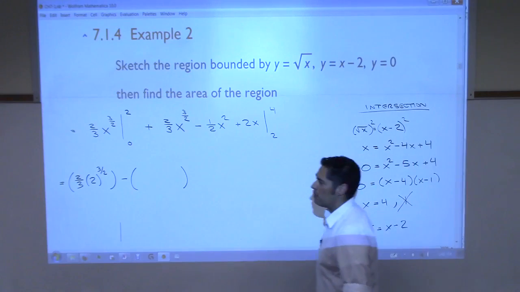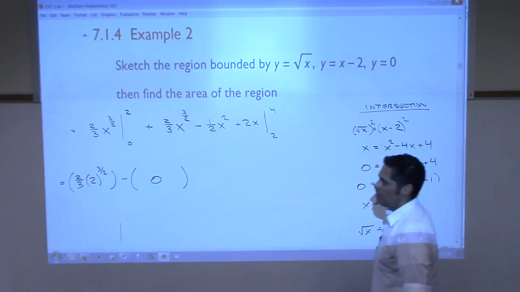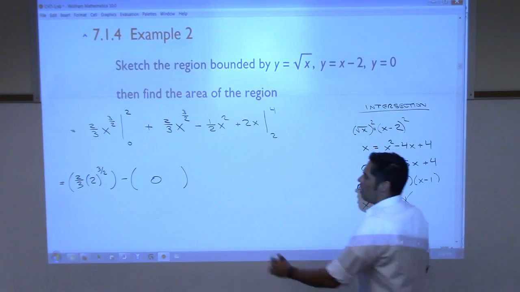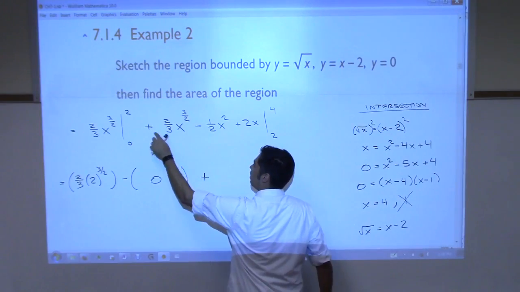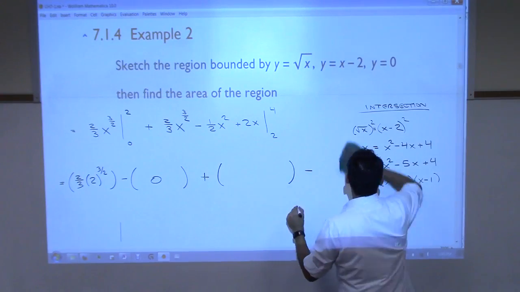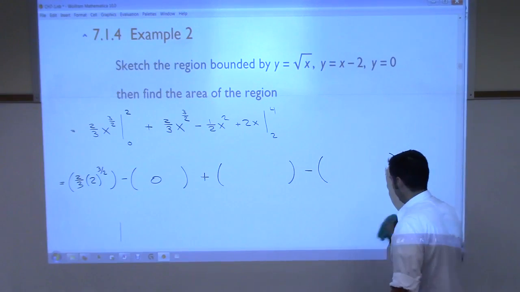Then I plug in 0 for x. Well, that one's easy. That kills off everything, doesn't it? Plus, now I plug in 4 and then I plug in 2 and subtract. So plug in 4, plug in 2, subtract.